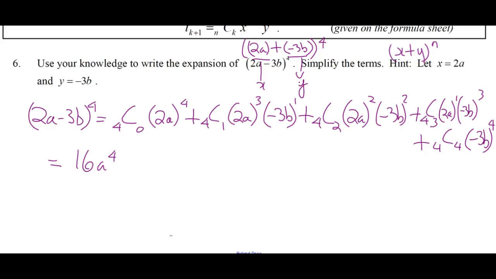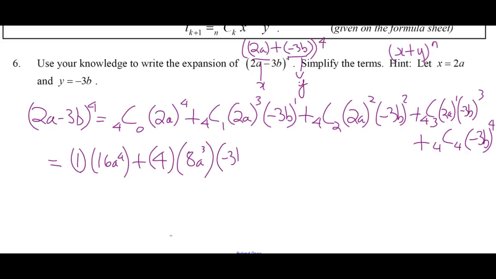Plus. Okay, it's not really going to be a plus. It's going to be a minus. So, how much detail do I want here? Okay, we'll do more detail here. So let's do this. It's 1 times 16a to the 4th plus 4 choose 1 is 4. 2a quantity cubed is 8a cubed, and then negative 3b.